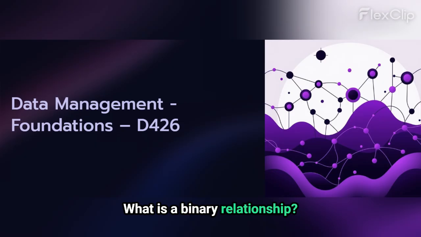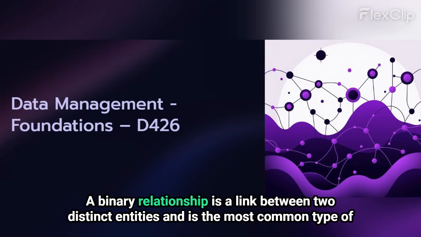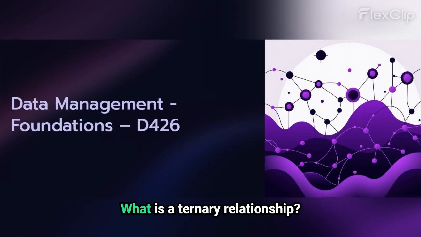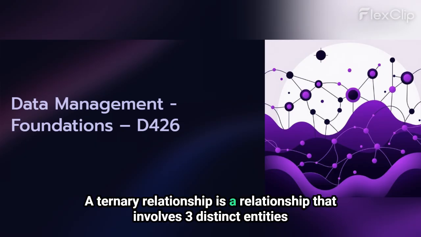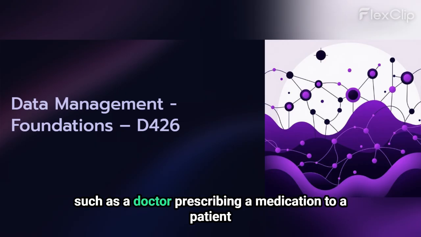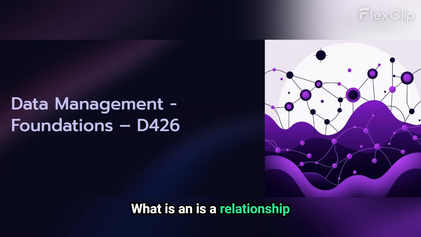What is a binary relationship? A binary relationship is a link between two distinct entities and is the most common type of relationship. What is a ternary relationship? A ternary relationship is a relationship that involves three distinct entities, such as a doctor prescribing a medication to a patient.